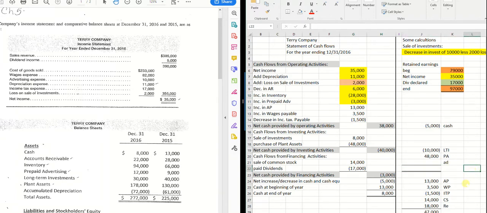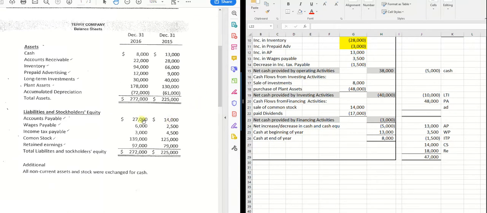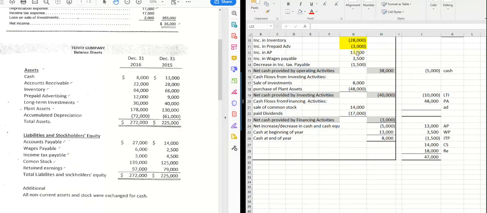Now I go down to my current liabilities. Current liabilities go the same way, so I want to make sure I've got it figured out. So current liabilities increased. If current liabilities increased, they go the same way. And so that one's done. My next one is wages payable. Wages payable also increased, so I add it. And the last one is income taxes payable, and income taxes payable decreased, so I subtract it.